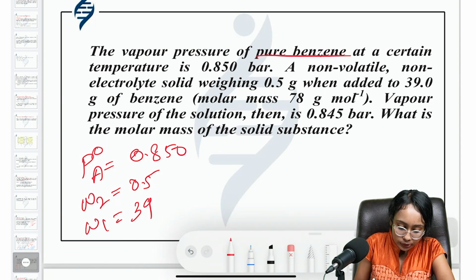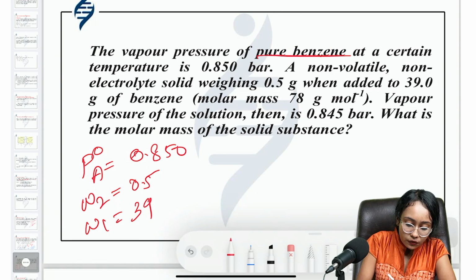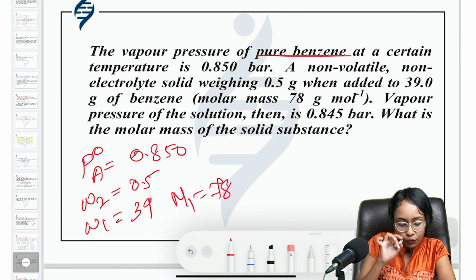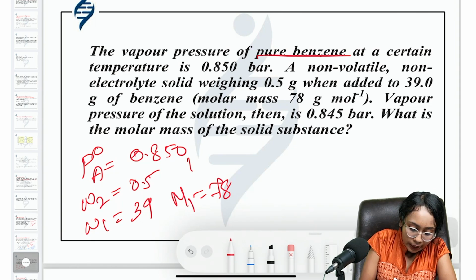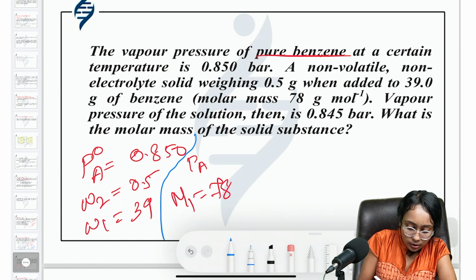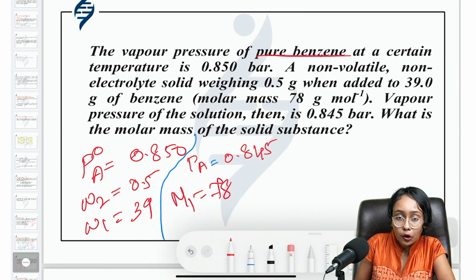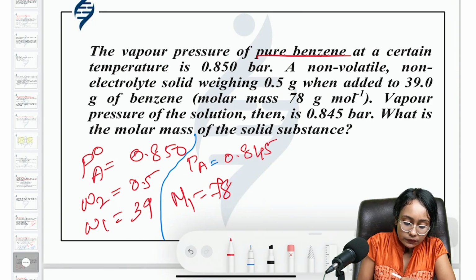W1 equal to 39 gram of benzene. Molar mass of benzene is given, that is M1 equal to 78. Vapor pressure of solution then is 0.845 bar, vapor pressure PA equal to 0.845. I've already told you that when a solution is made, the vapor pressure lowers than the pure component. What is the molar mass of the solid substance?